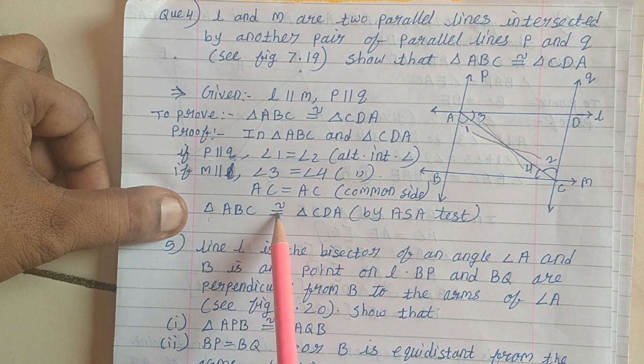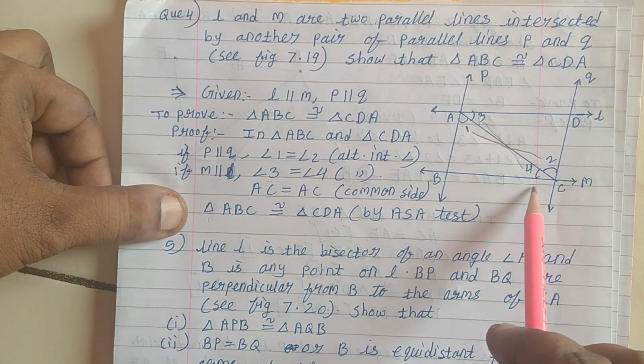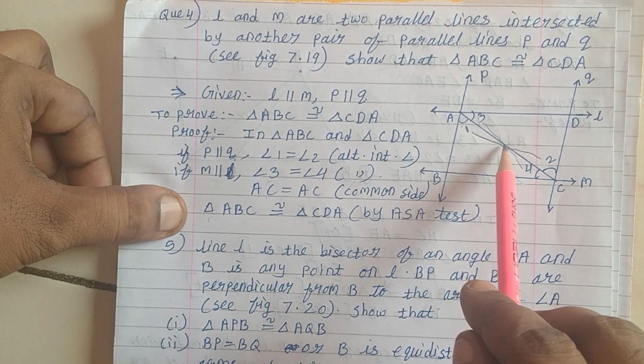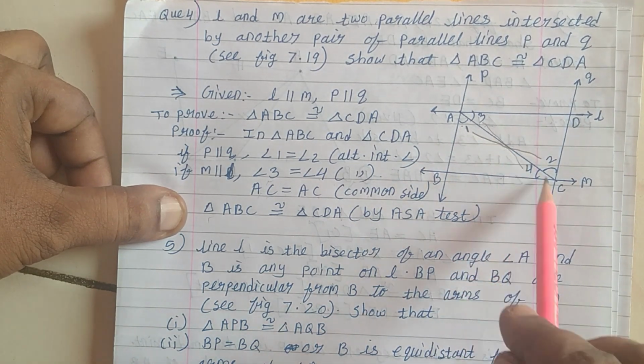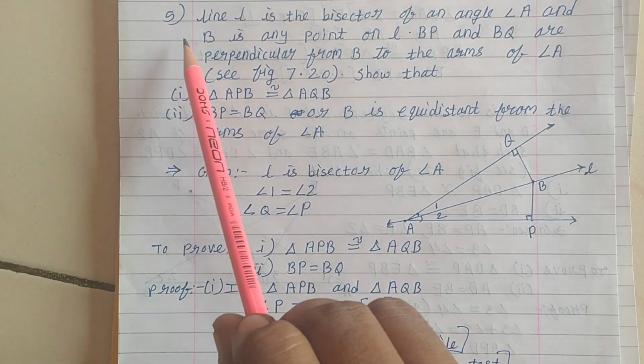So triangle ABC will be congruent to triangle CDA. Now by which test? Consider triangle ABC: angle, side, angle. So it is the ASA test.